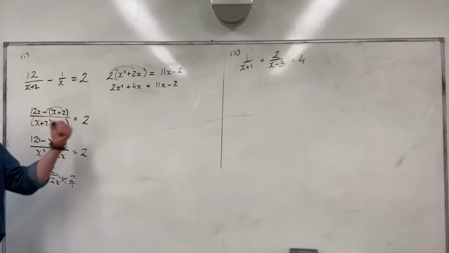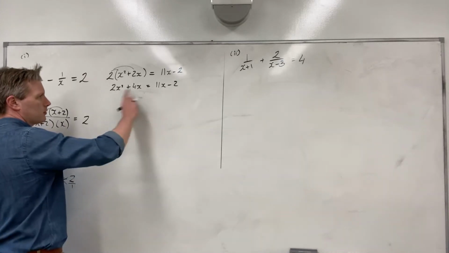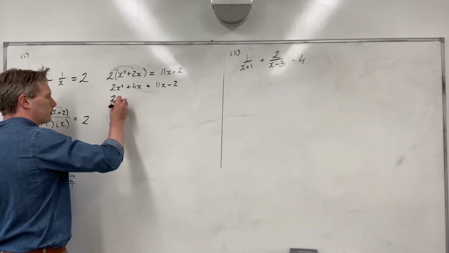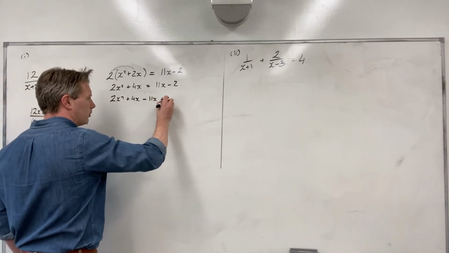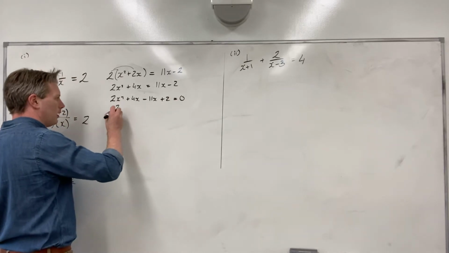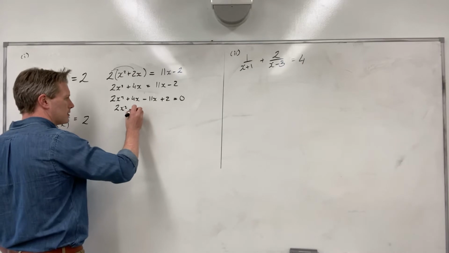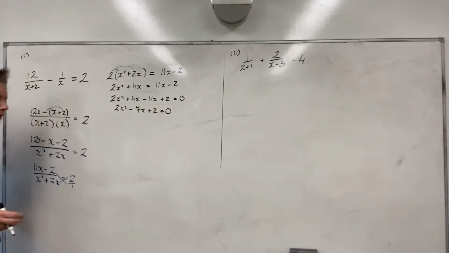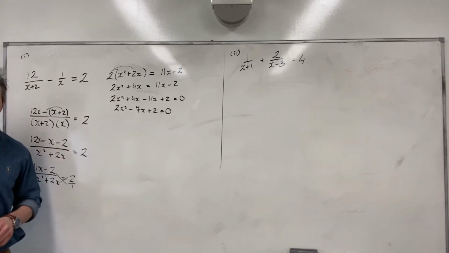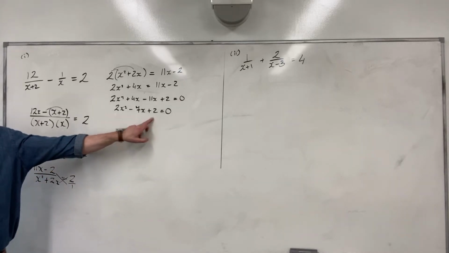Now I just want to bring my like terms together. I'll bring everything over to the left-hand side, so I'll bring these two terms to the left. That will give me 2x squared plus 4x minus 11x plus 2 is equal to 0. And so I have 2x squared, 4x minus 11x is minus 7x plus 2 is equal to 0. And I've expressed it. I've taken my original equation and expressed it in the form ax squared plus bx plus c. My a is 2, my b is negative 7, and my c is 2.